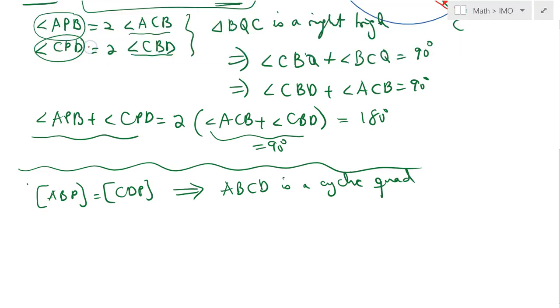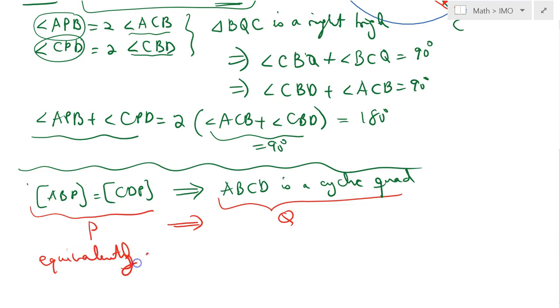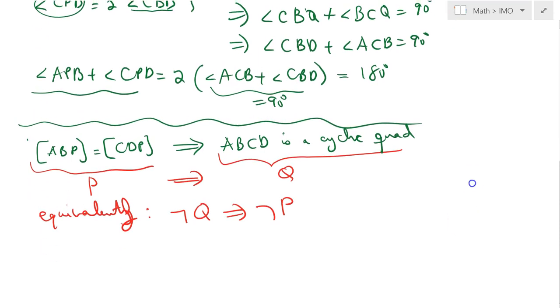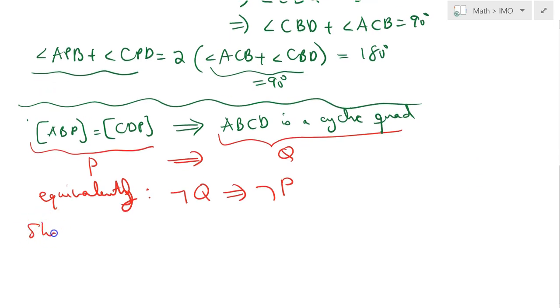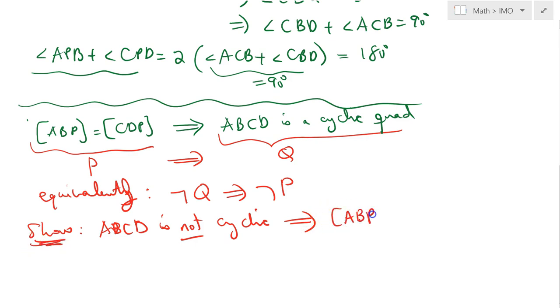Now just notice that if you call this statement, the hypothesis, as P and the conclusion as Q, we want to show that P implies Q. Equivalently, in logic, this would be the same as proving that not Q implies not P. So equivalently, I would like to show that if ABCD is not cyclic, this would imply that the area of triangle ABP would not be equal to the area of triangle CDP. And that's exactly what I want to do next.